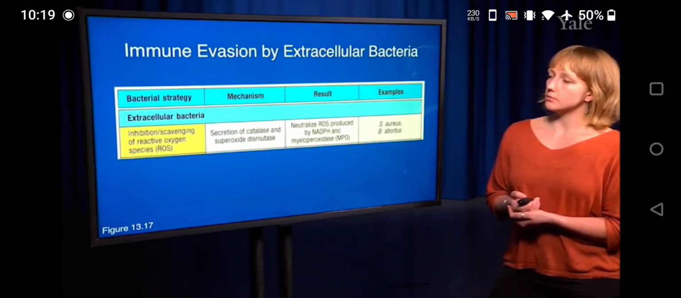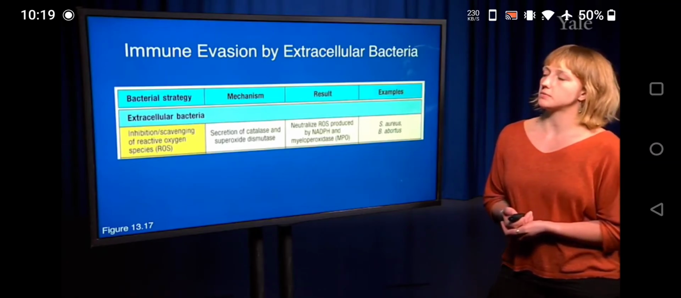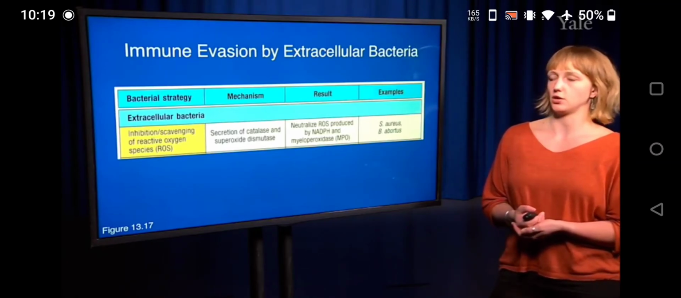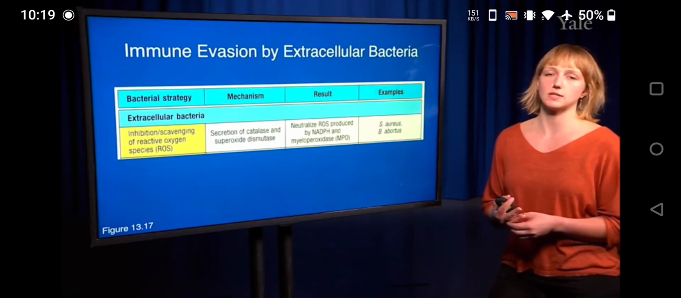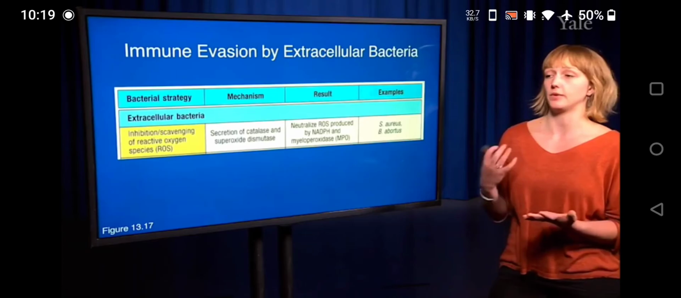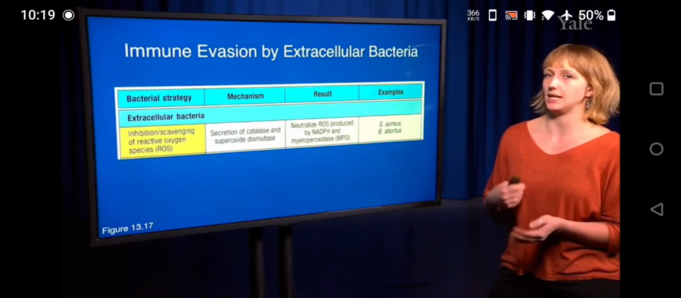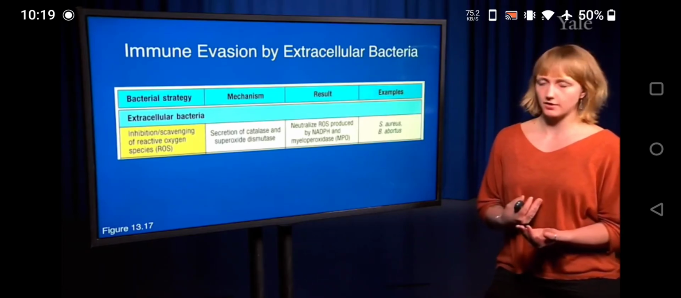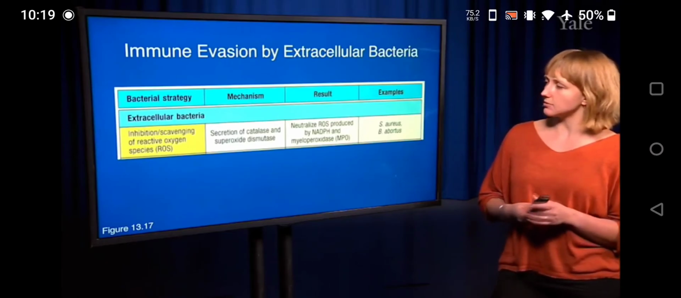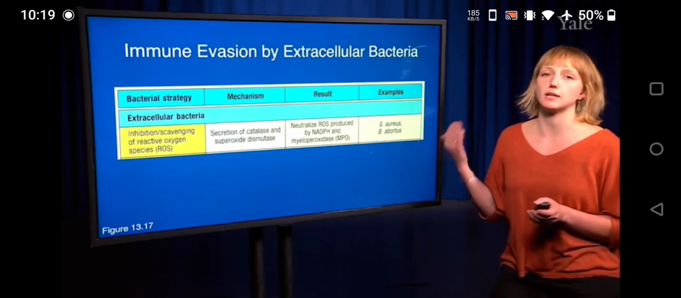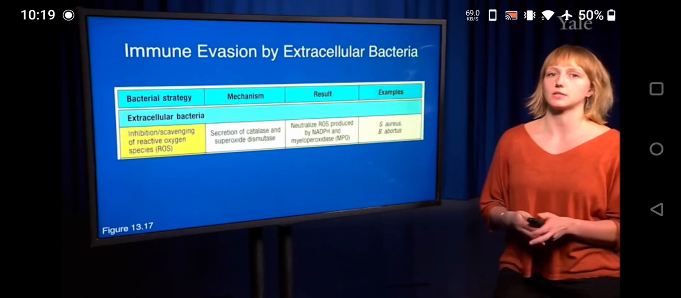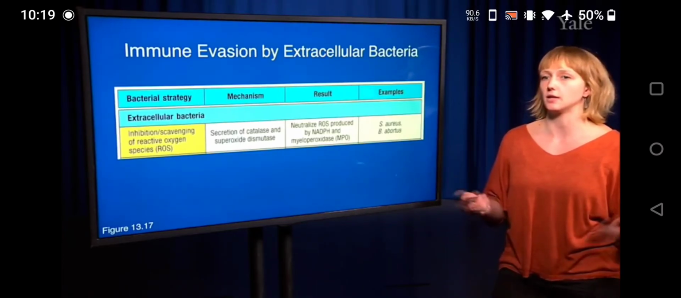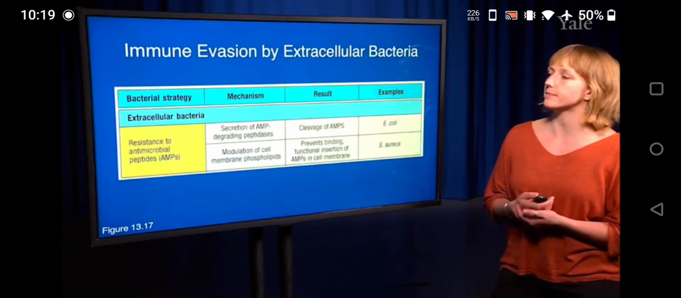Other bacteria have evolved mechanisms to inhibit or scavenge reactive oxygen species. Reactive oxygen species are very critical in launching an immune response and maintaining inflammation. It's a signal of inflammation. So neutralizing reactive oxygen species by bacteria minimizes the signaling that the immune system is doing to tell the rest of the body that there is an infection.